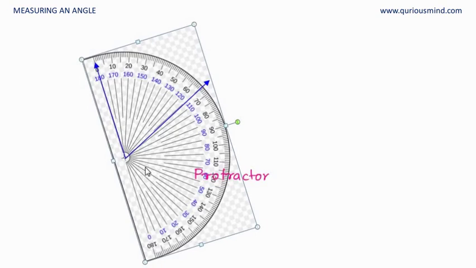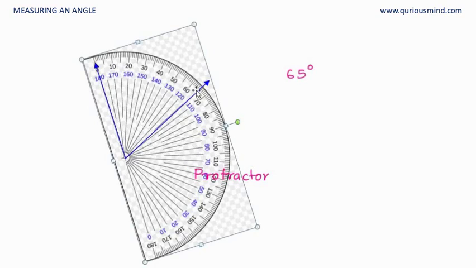Again, let's see now. If we see here, we have the outer scale and we have the inner scale, but the reference ray is pointing towards this 0, the outer scale 0. So we'll be using the outer scale now, wherever the reference ray points. And so we'll move from here, and we see that we are at 65 degrees. And hence, our angle in this case is 65 degrees.